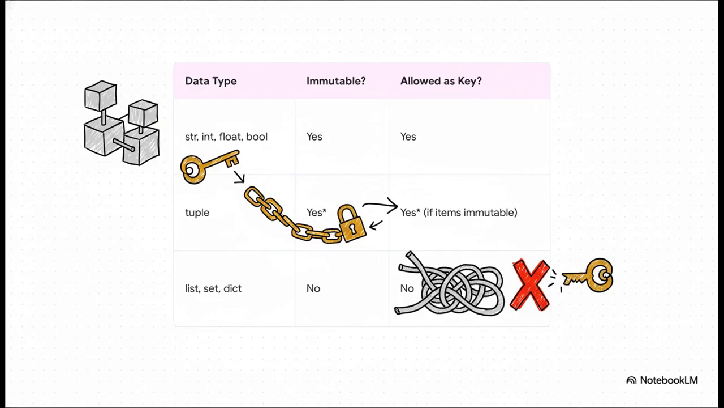So here's a quick cheat sheet for what you can and can't use. Your basic types, strings, integers, booleans, they're all immutable, so they're perfect keys. On the flip side, things that are designed to be changed, like lists, sets, and even other dictionaries, are a big no. And then you have tuples, which are the special case. They're okay, but only if every single item inside the tuple is also immutable.